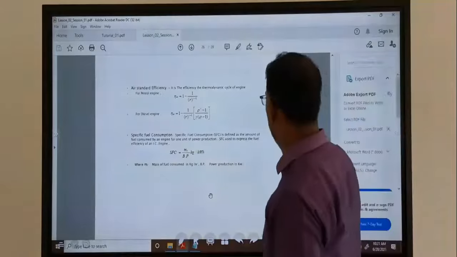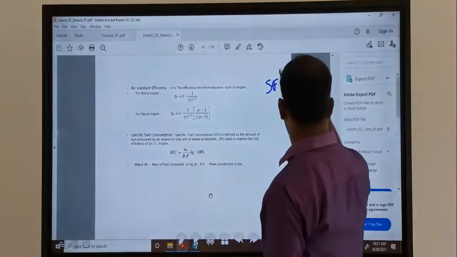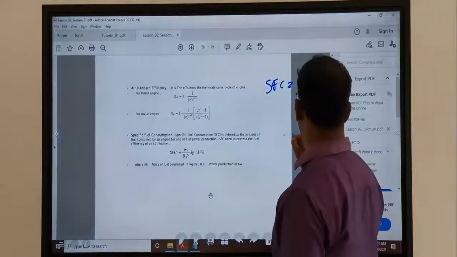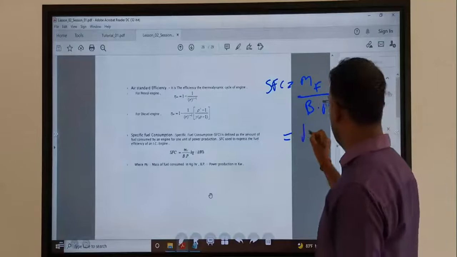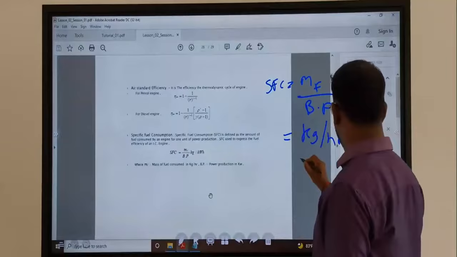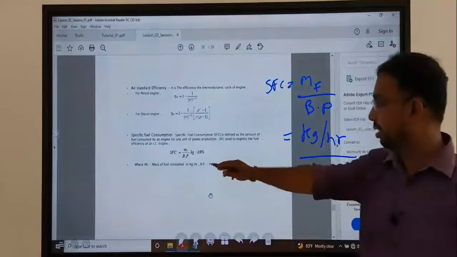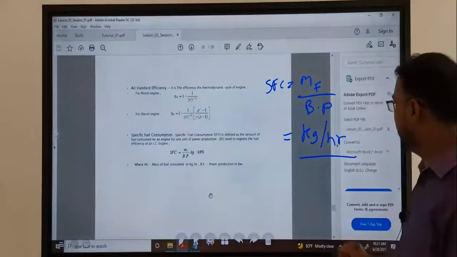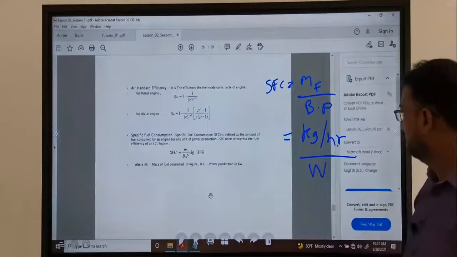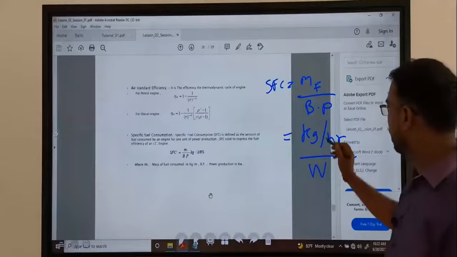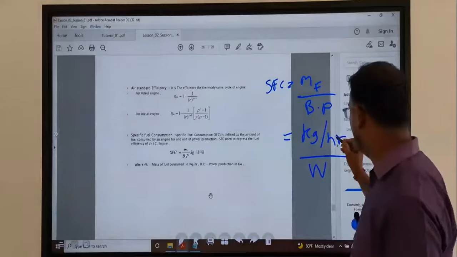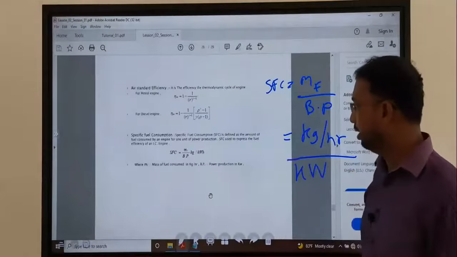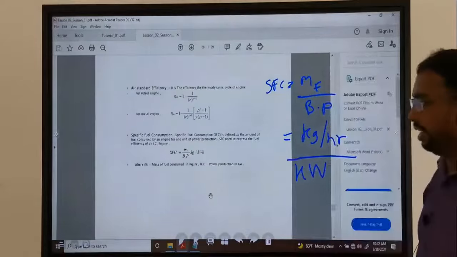So in this equation, SFC equals MF divided by BP. Here I put MF. Now we find it in kilogram per hour. This is brake power, which is in watt. So what happened? The hour comes to here. So this is kilowatt. Here we use the kilowatt. So this is the very important thing.